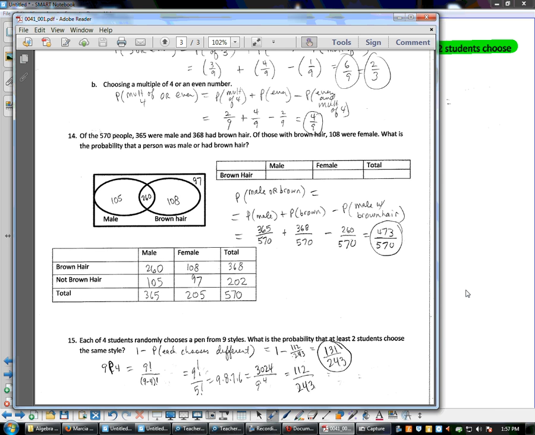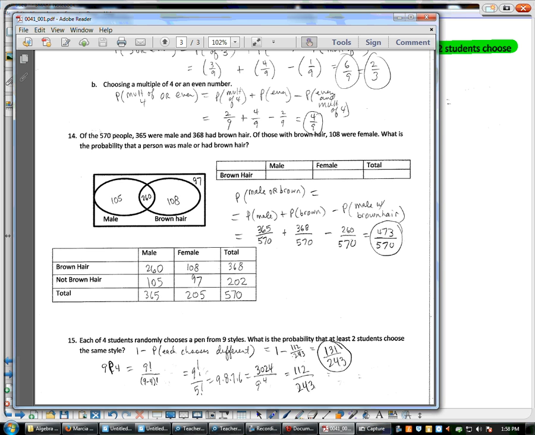We know that there were 570 people total, so that's this number right here. And then out of that, we know that there were 365 that were male. So I can put the total male at 365. And we knew that 368 had brown hair, so I can make the total brown hair 368. And I also know that 108 of those with brown hair were female. So I can fill in 108 right here. And then I can subtract 368 minus 108 and get this number here of 260.